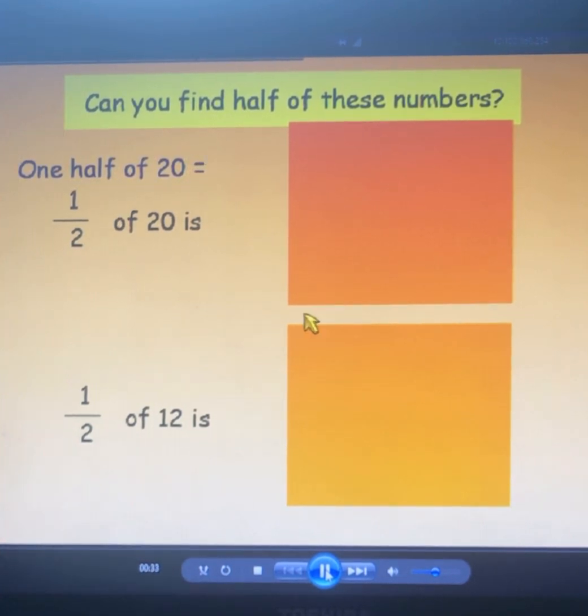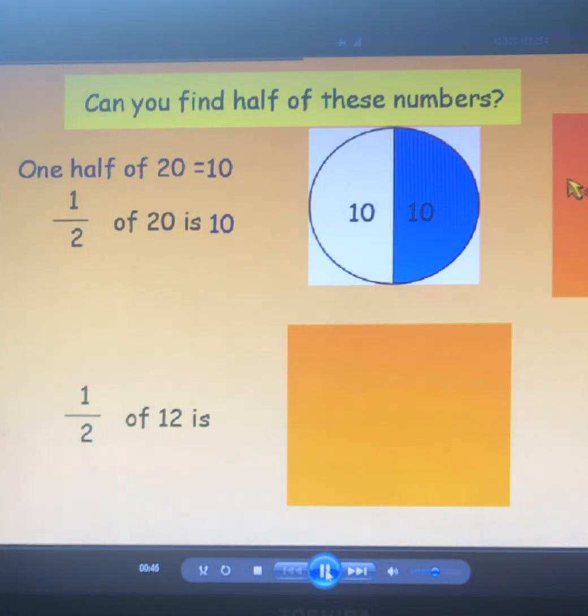What would the answer be? 1/2 of 20 is going to be 10. Okay, half of 20 is 10. If I show you using this diagram, look. Here you go, we've got a circle split into 2 equal pieces, and I've got 10 on this half, 10 on this half. So half of 20 is 10. 20 would be the whole, okay? If I had the whole thing, I'd have 20.